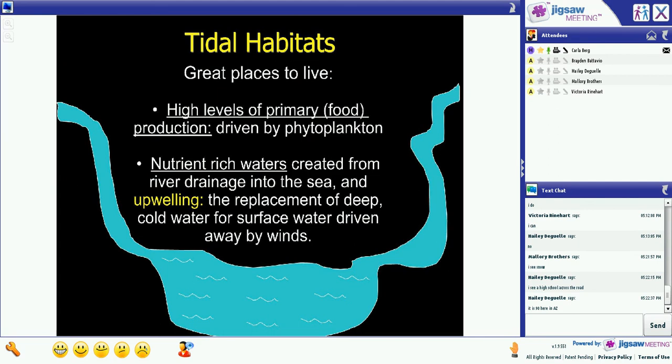Tidal waters don't have polar bears in them normally. However, they do still have that phytoplankton. The tidal waters are very nutrient rich. They have lots of nutrients from the rivers draining into the ocean and from something called upwelling. Upwelling is the replacement of deep cold water for surface water.